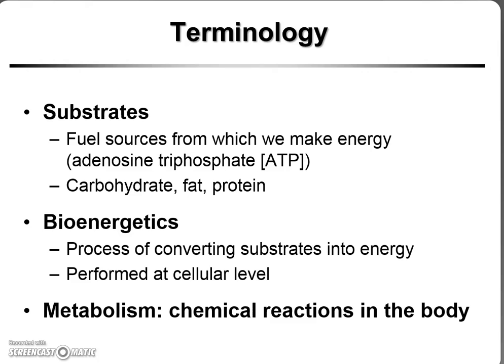A few basic definitions that we always have to think about. The word substrates is essentially the macronutrients of carbohydrate, fat, and protein, those macronutrients that we consume in larger amounts each day. We all understand that carbohydrate is the primary energy source, and fat and protein are secondary sources. The word bioenergetics is a kind of fancy term for the process of converting these substrates into ATP energy, and all of this is performed at the cellular level. And then the word metabolism is the summation of these chemical reactions that happen in the body, again for the purposes of making ATP from these substrates, and then using it for the purpose of muscle contraction and other physiological functions along the way.